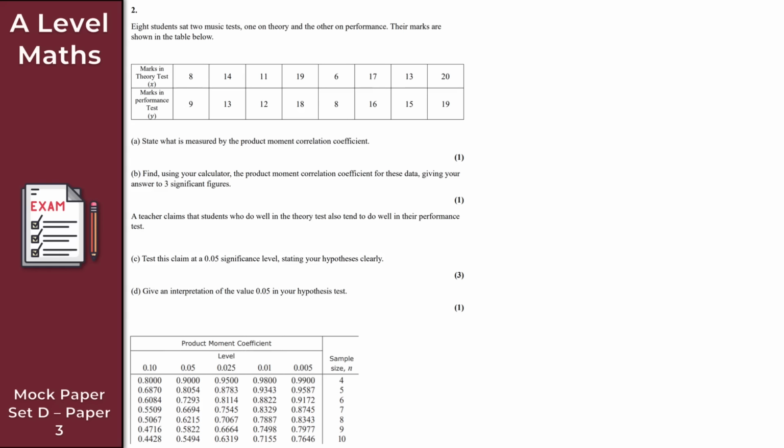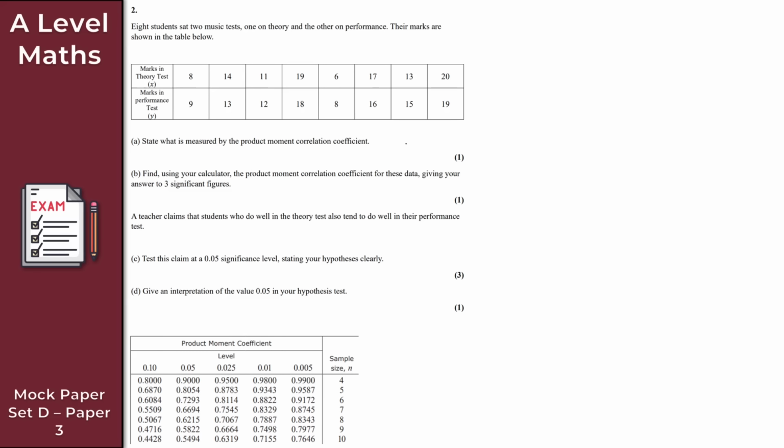As we can see on the screen here, we have a question on the PMCC, or otherwise known as the product moment correlation coefficient. That's always a tongue twister. So what we've got then for question 2 here is 8 students who sit 2 different music tests. So one of the tests is on the theory part, and the other is a performance test. So their marks are shown in the table below here, as we can see.